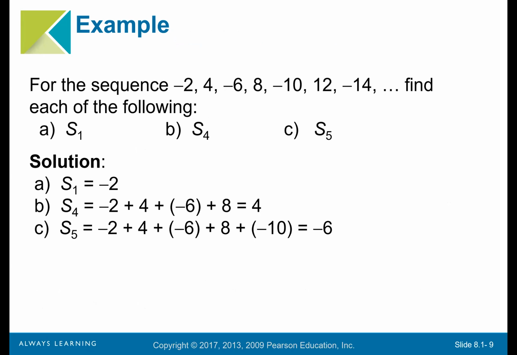So for the sequence -2, 4, -6, 8, -10, 12, -14, the sum, or S sub 1, would just be the sum of the first term, which is -2. S sub 4 is the sum of the first 4 terms, which is 4. And S sub 5 is just the sum of the first 5 terms. So again, it's basically just notation. If you see A in a subscript, that means they want to know what that individual term is. If you see S in a subscript, they want to know the sum of that many terms.